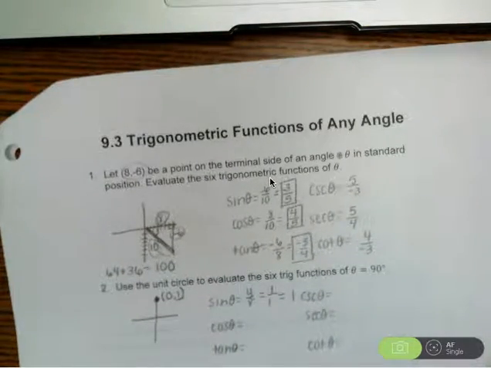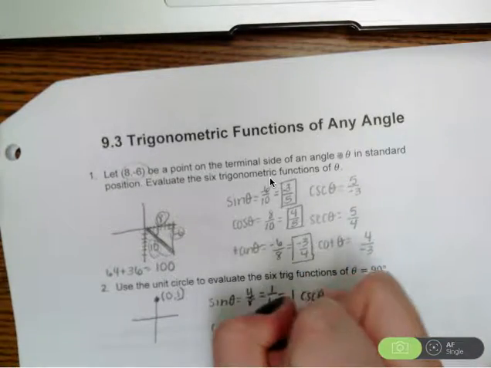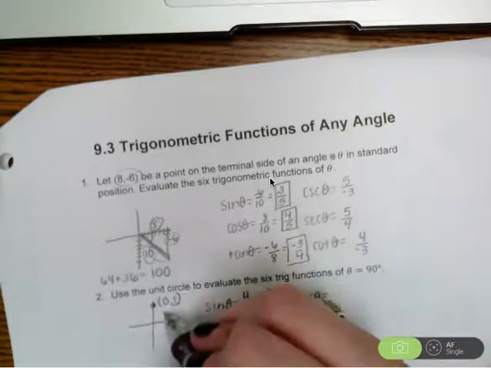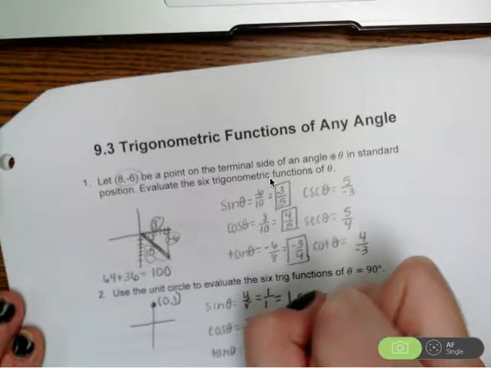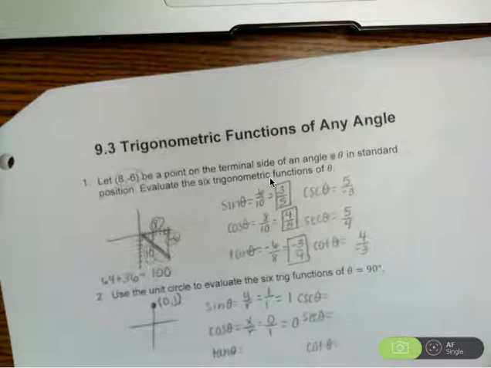The cosine is your x value divided by your radius, and your x value is 0. Your radius is 1, and so the cosine of 90 degrees is 0. And if you were to type that into your calculator, you would get the same exact thing.